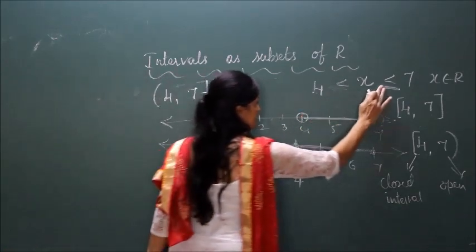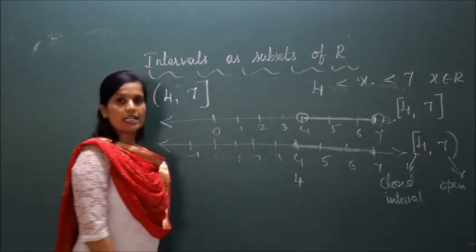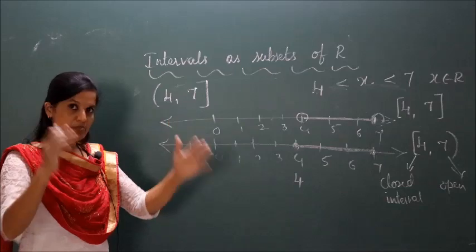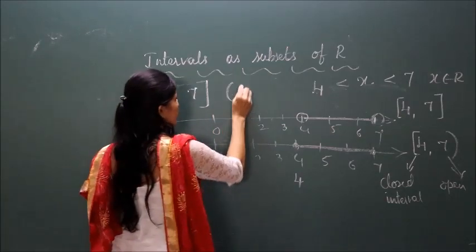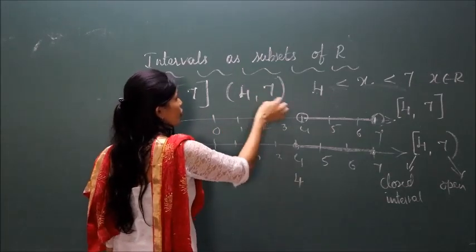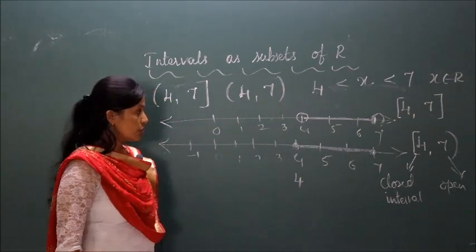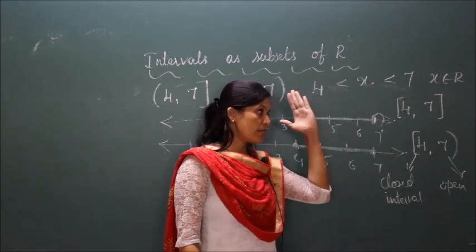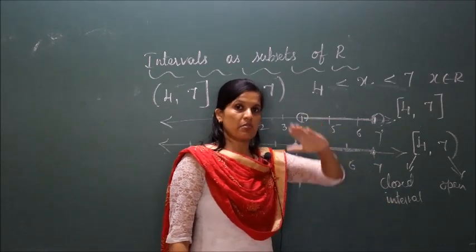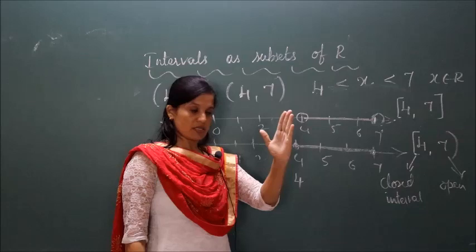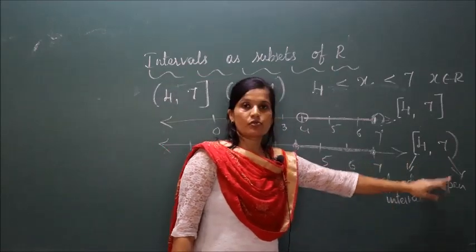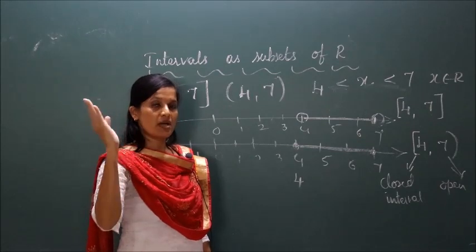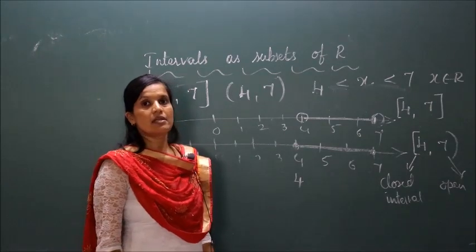Suppose it is like this, x is greater than 4, less than 7. The extreme numbers are not there in the set, only the numbers in between you will get. So you have to represent it in this way, both open: (4,7). This square bracket is always called closed interval because that number, the extreme or boundary number, is present in the set. And this is an open interval, which means the boundary number is not present in that set.